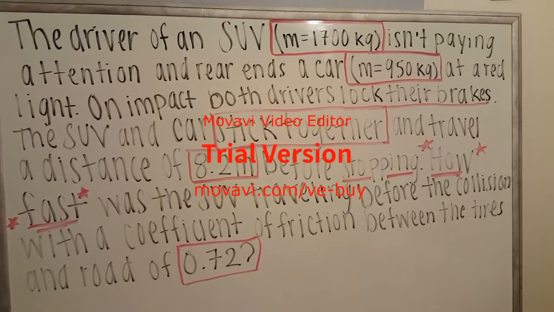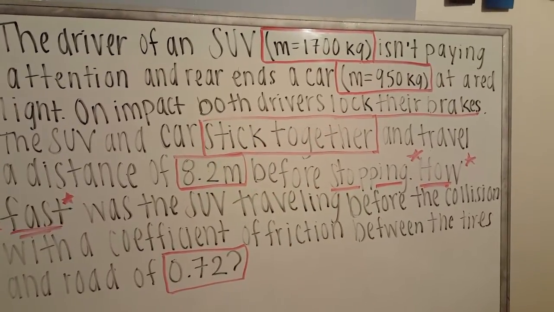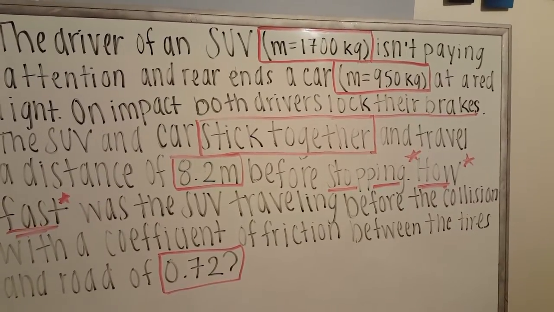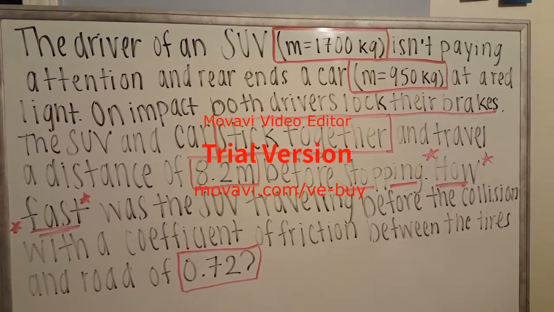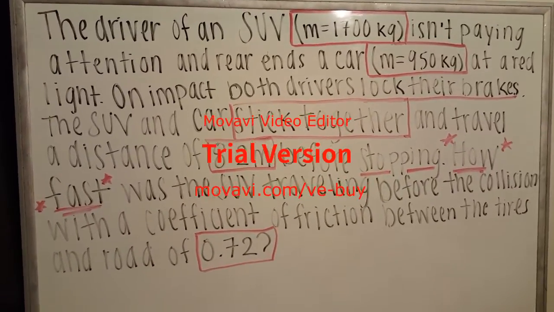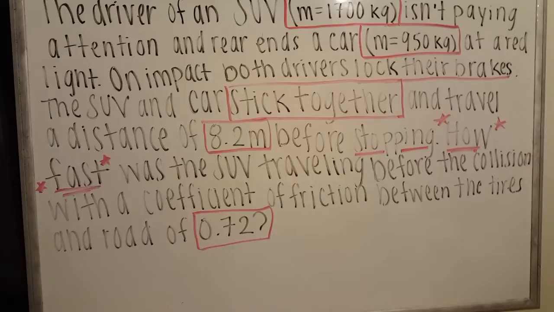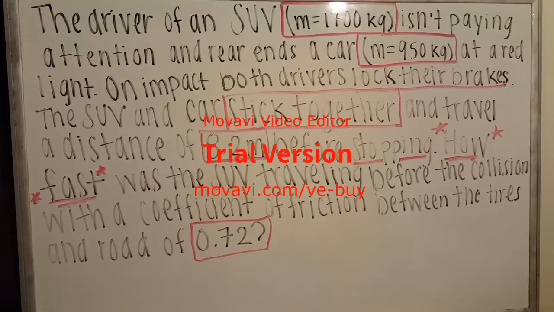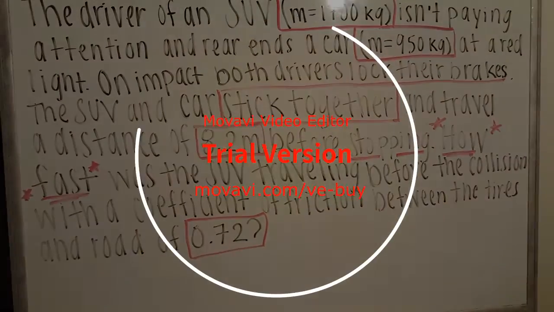After reading the problem, box or circle any of the givens. We've circled the mass of the SUV of 1,700 kilograms. Next, we circled the mass of the car of 950 kilograms. Next, we underlined that the drivers lock their brakes and the cars stick together, which is valuable information. Next, we boxed the 8.2 meters that they traveled before stopping. The item that is starred is how fast, because we must find the velocity of the SUV before colliding with the car. And we box the kinetic coefficient of 0.72.